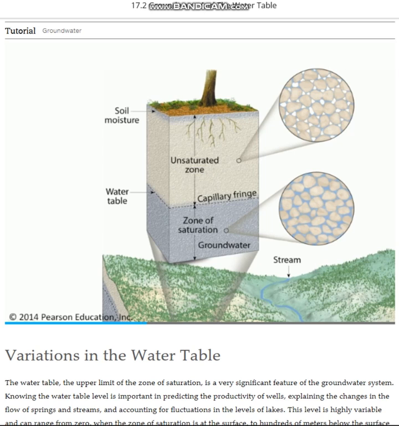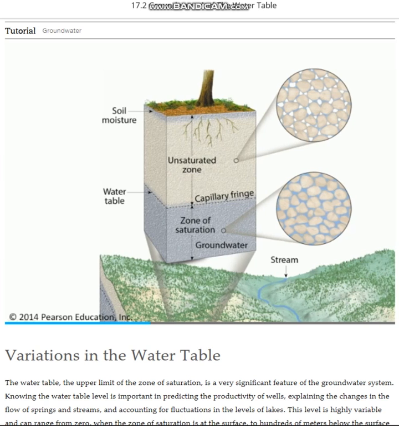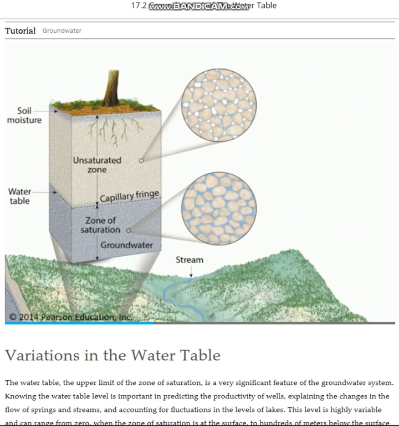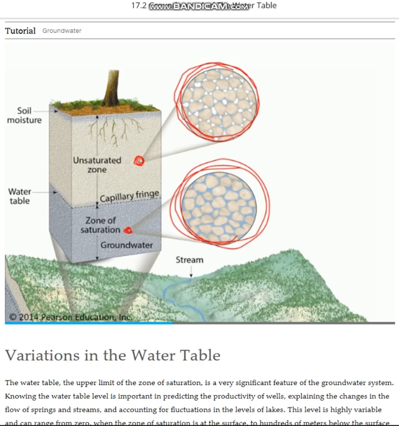Now if we zoom in on the section over here on the left, we'll notice that the groundwater occupies the pore space in a certain area below the ground. So if we take a look at that pore space, you can see all the pore space is filled in with water in this zone right here. However, higher up above the water table, that zone is largely full of air. So the water table is this boundary that separates the zone of saturation from the unsaturated zone above it.